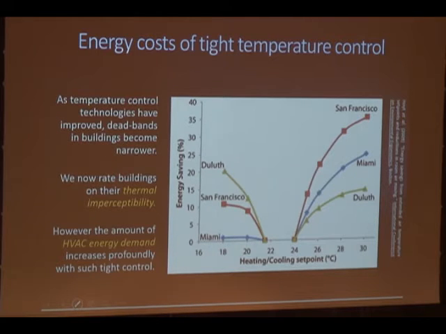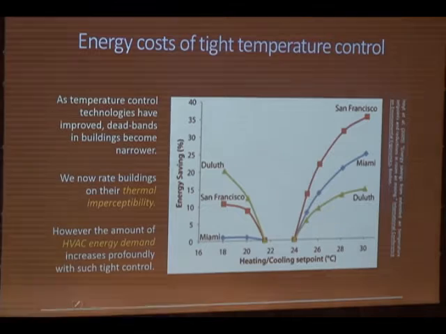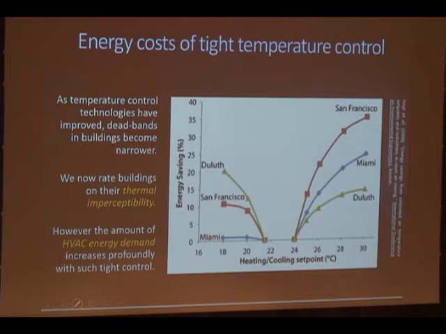The data we're looking at here were the results of some energy simulation studies in a reference office building in various climate zones around the United States.